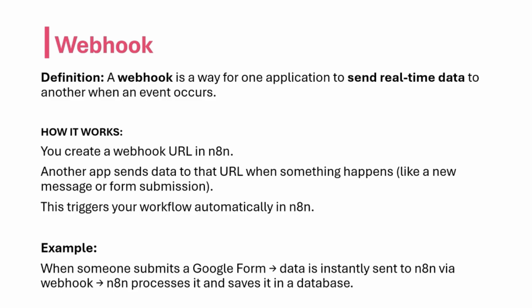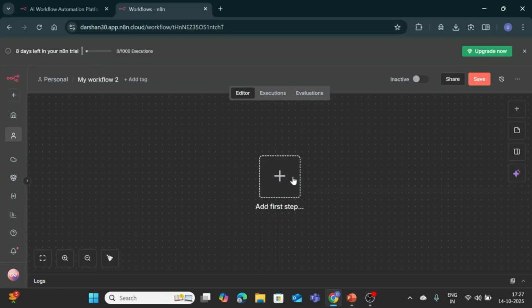And all these things happen without any manual function. So basically with an API, you request data, and with a webhook, data is sent automatically to you. Okay, so let's see how APIs and webhooks power automation.